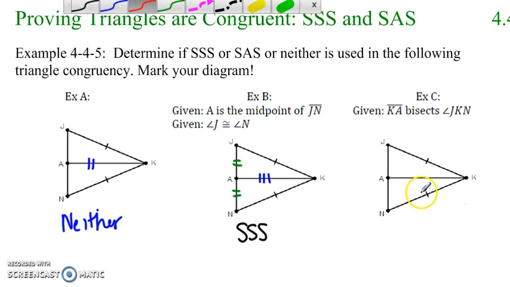All right, on this next one, we could go ahead and mark this side congruent to itself, and then KA bisects JKN. So that would mean that this is congruent to this. So it looks like we have a side, we have an included angle, and then we have another side. So side, angle, side could be used on that 3rd one.